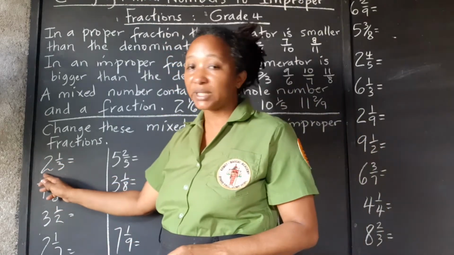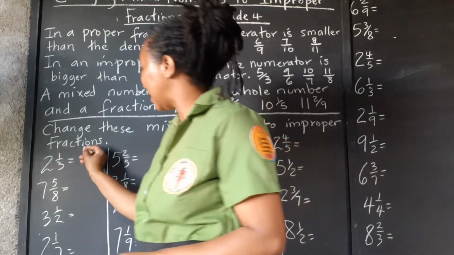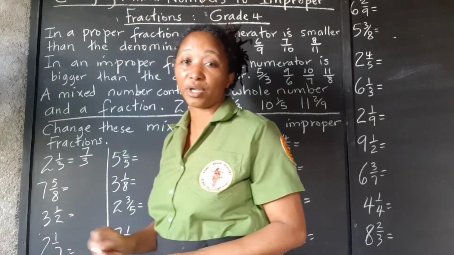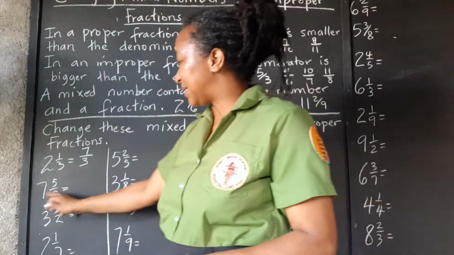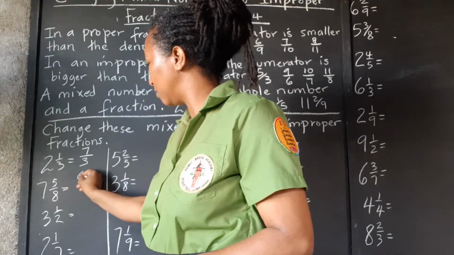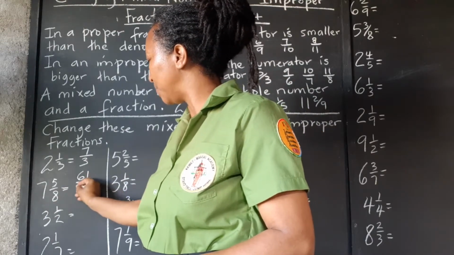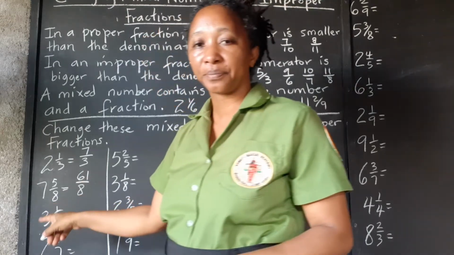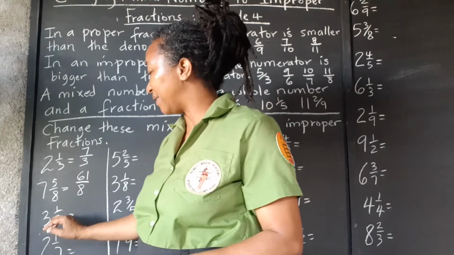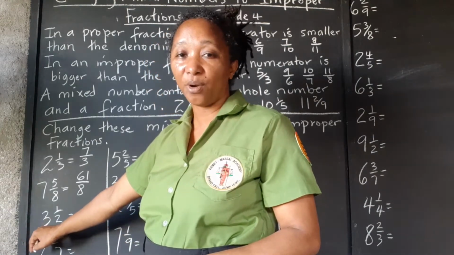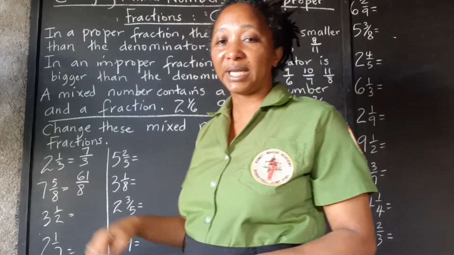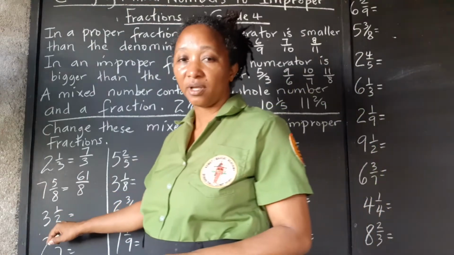So 3 2s are 6 plus 1, 7, put it back over the denominator, which is 3. 8 7s, 56, plus 5, 61. Put it back over 8. Alright, so that's the basic principle. We multiply the denominator by the whole number, add the numerator, and we're putting that answer back over the denominator.